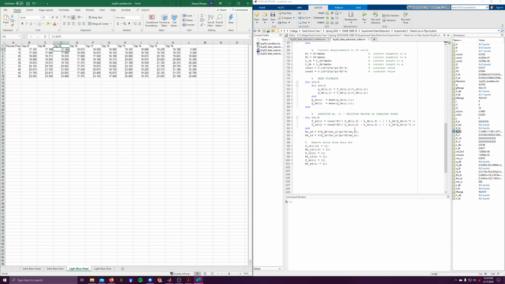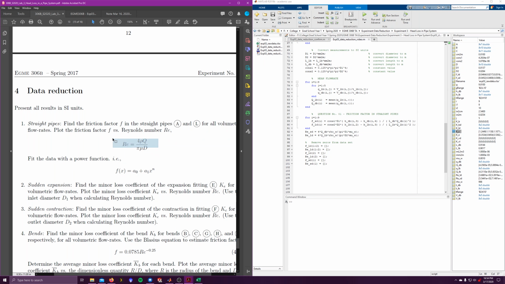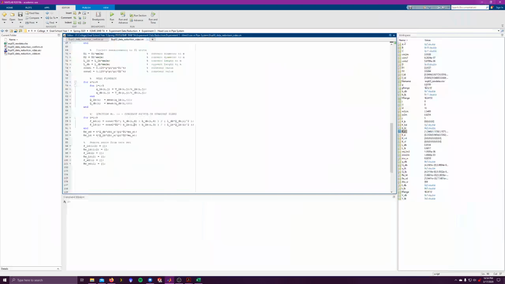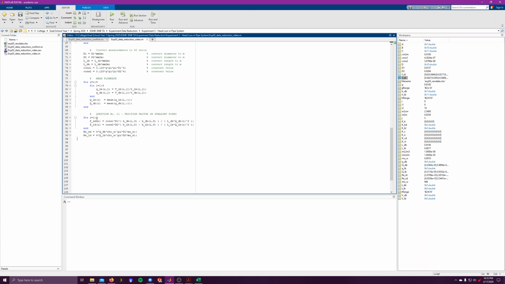Okay, so you'll type in this code, and then we're also going to find the Reynolds number for each of these. If we go back to our spreadsheet, that's given right here. You'll plug in for that, noting the different diameters. Now what we're doing here is removing zeros from the data set. Let me take this out. I'm going to run the code. Let's look at the friction factor for the large diameter pipe.